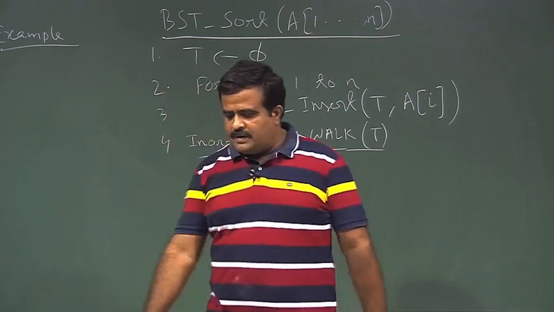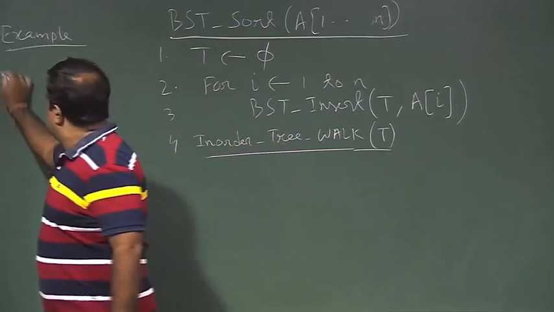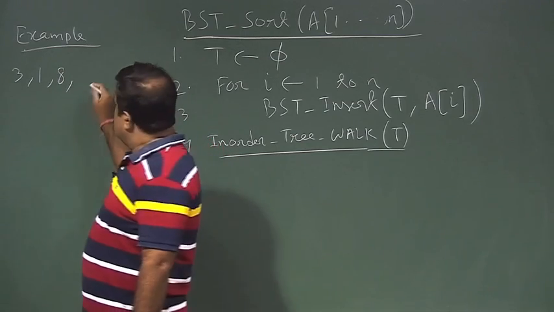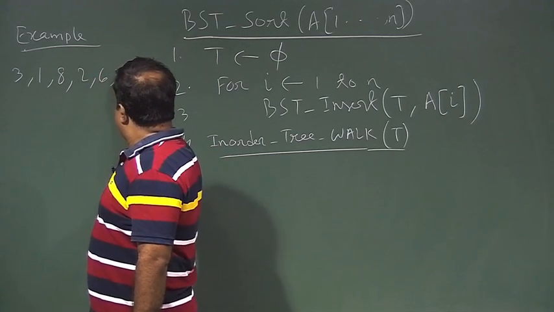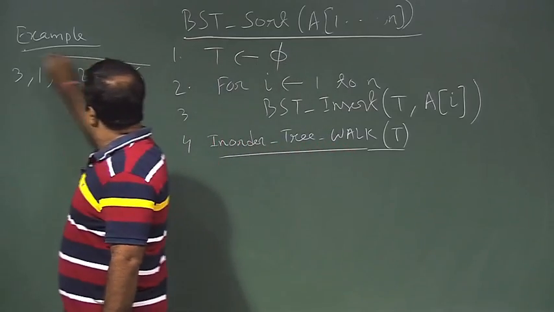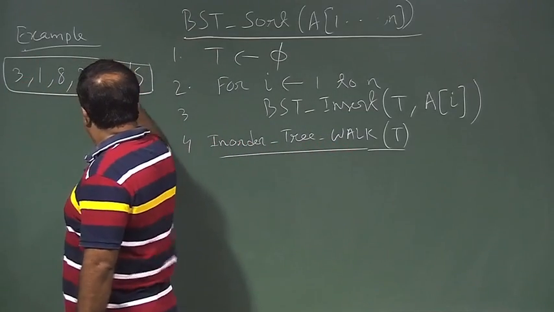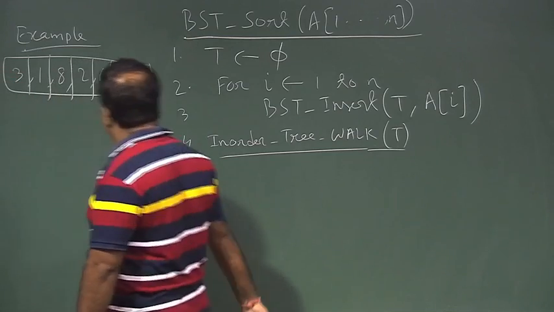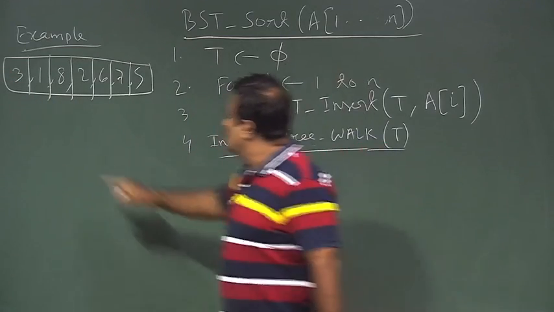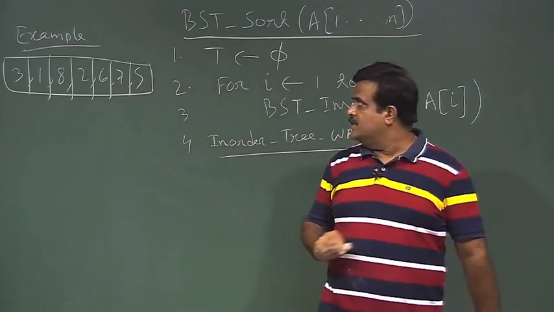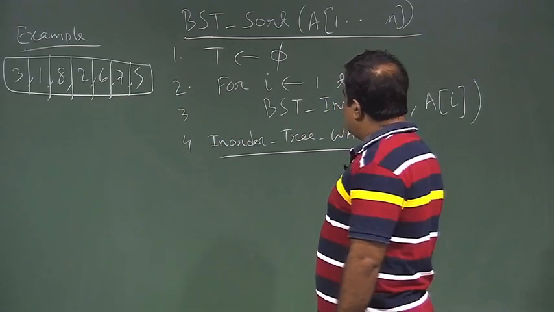Suppose we have some numbers, say 3, 1, 8, 2, 6, 7, 5. Suppose this is our array A. These are our given numbers. How many numbers are there? 1, 2, 3, 4, 5, 6, 7. There are 7 numbers given. Okay. So now how do we form the tree?